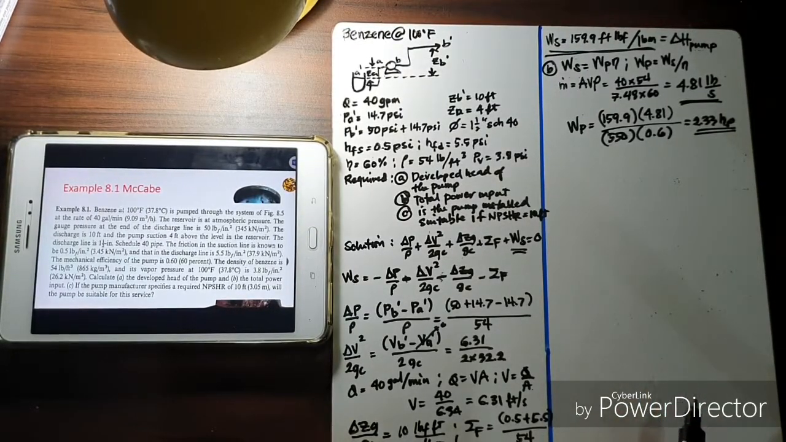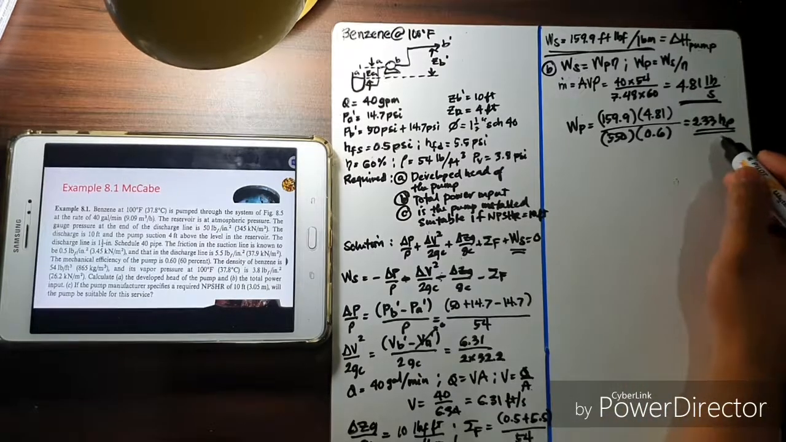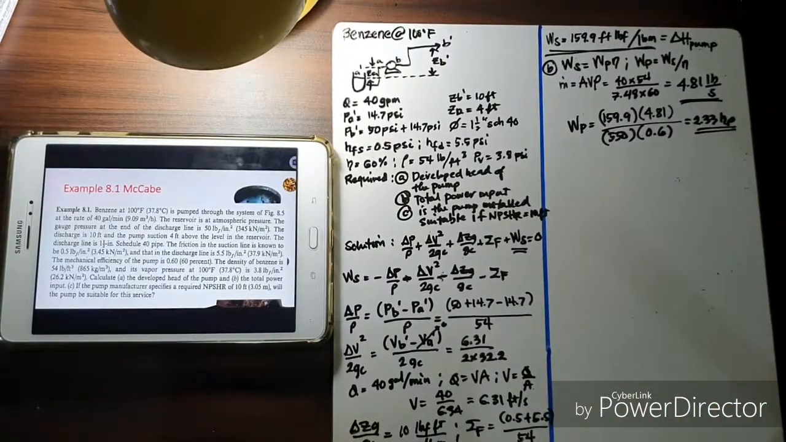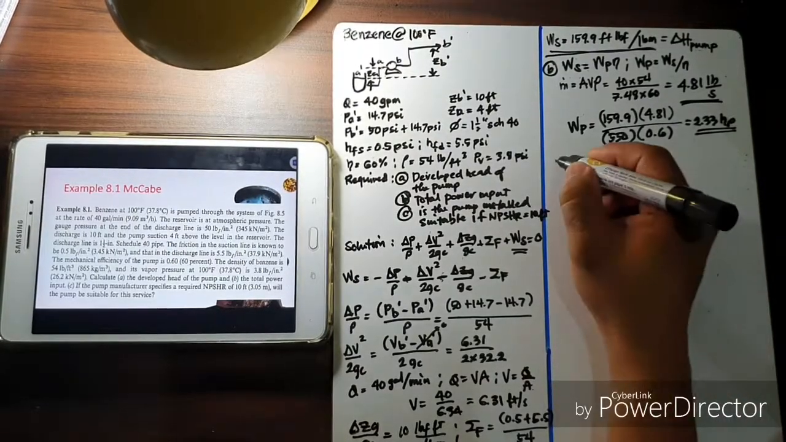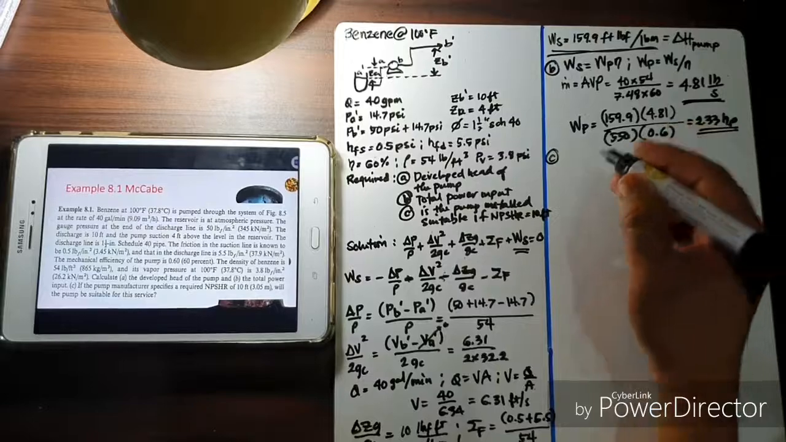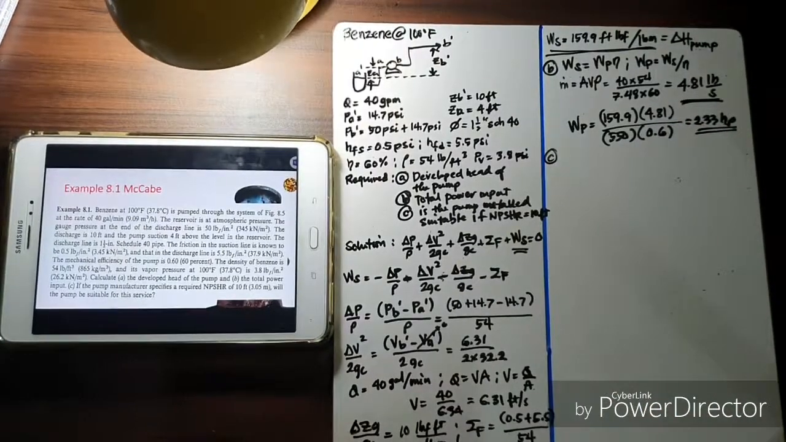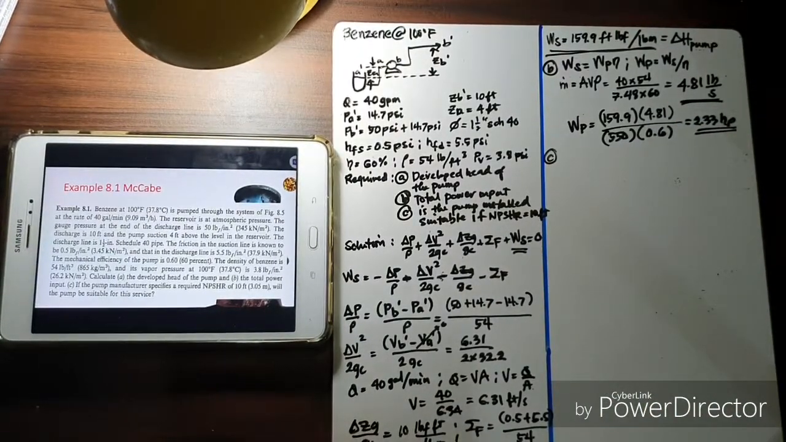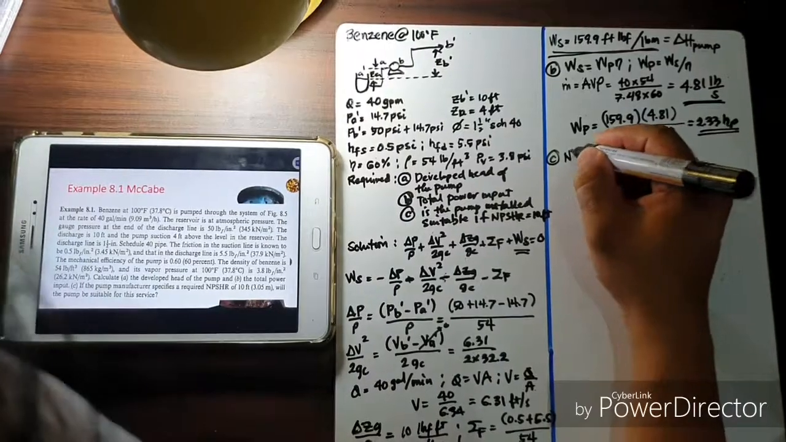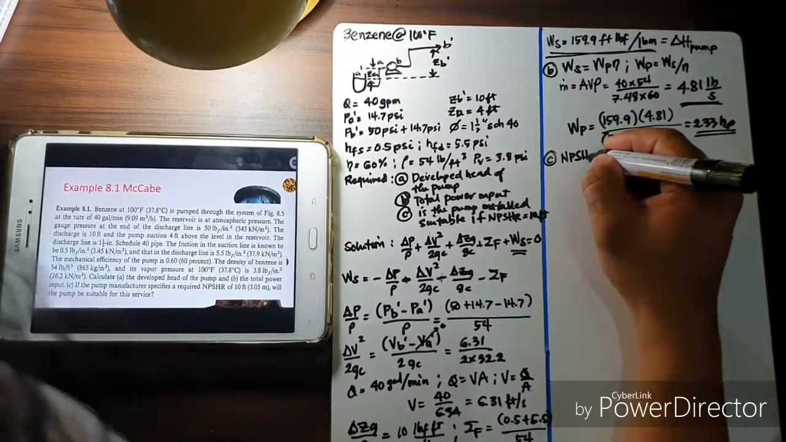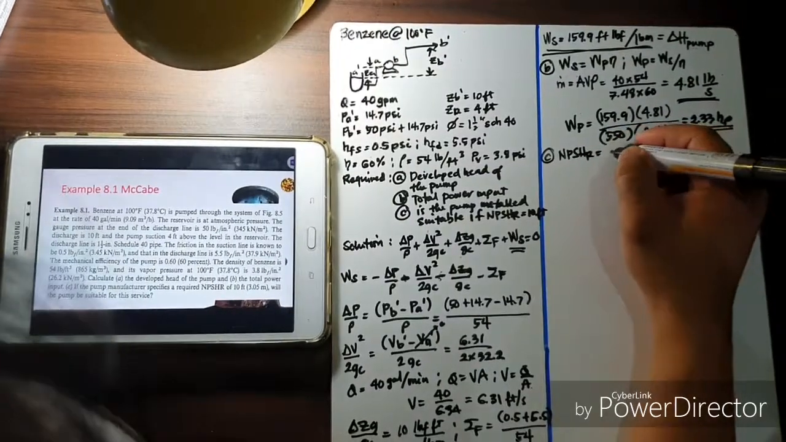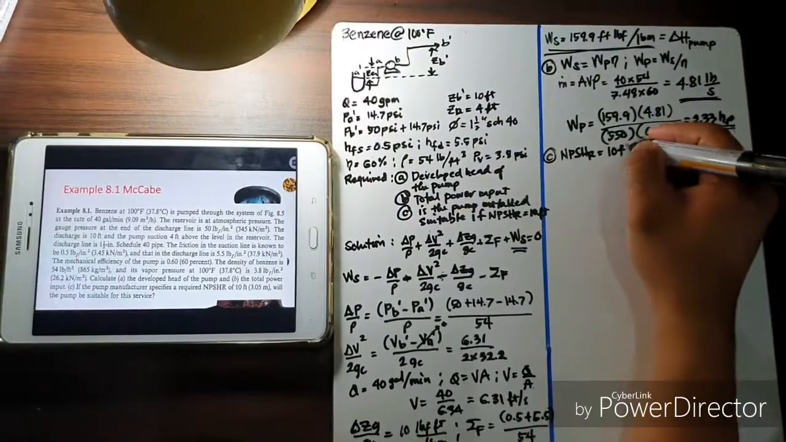Okay, total power input is 2.33 horsepower. Now for letter C, is the pump suitable? The installed pump is suitable if we're provided with the NPSHR, which is equivalent to 10 feet.